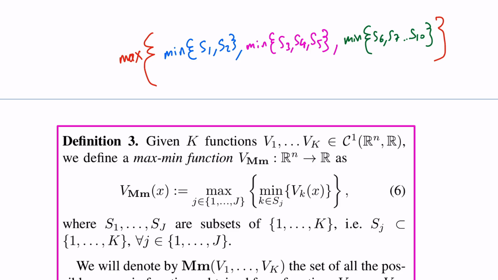Why did I say S? Okay, scratch that. Instead of S, we have V1, V2, V3, V4, V5, V6, V7, V10. For any given X, you basically solve this problem. When I say V1, I mean V1 of X. For any given X, you basically look at which one is minimum.